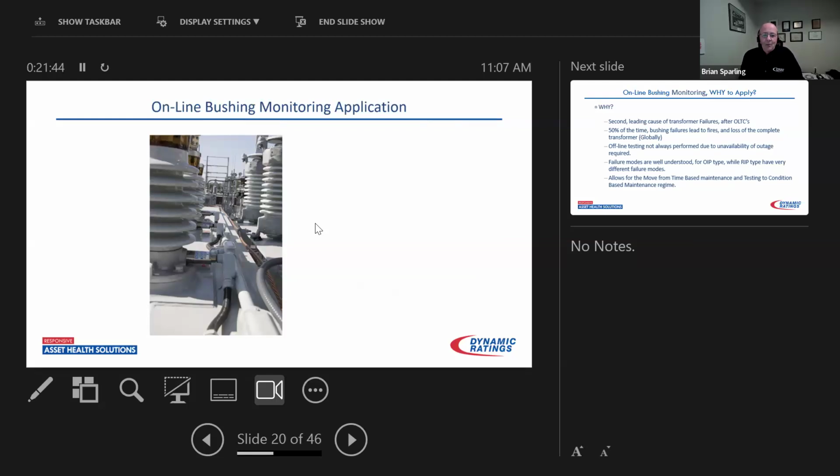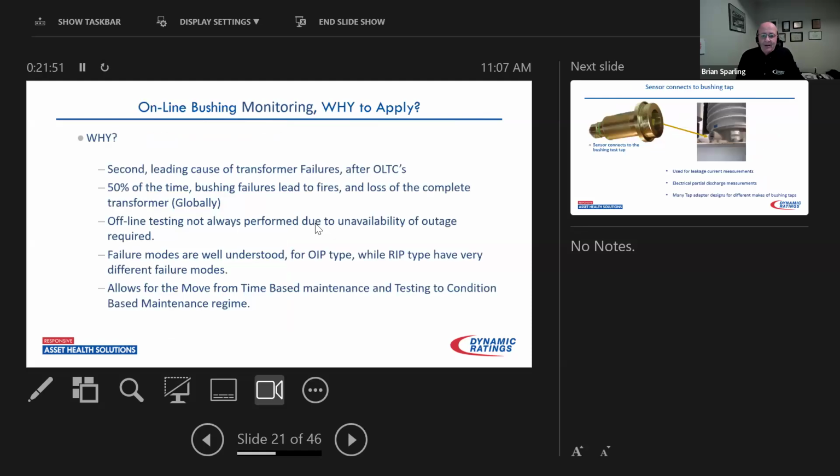Now, we'll touch on bushings. Drew, I thought, did an excellent job describing the condition of bushings. And here it is, I hate to repeat things, but secondly, it's the second leading cause of failures of transformers after on-load tap changers. That's according to some recent surveys of transformer failures done by CIGRE working groups. 50% of the time, a bushing failure leads to fires and the complete loss of the transformer. And that's a global statistic, again, coming from the CIGRE statistics.